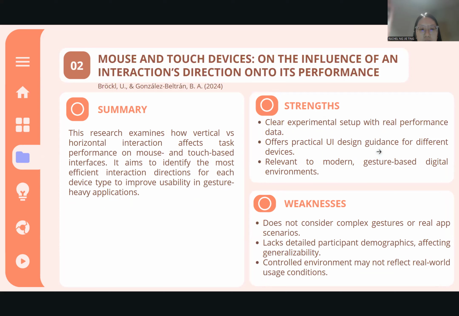For the second research paper, this research examined how vertical versus horizontal interaction affects task performance on mouse and touch-based interface. It aims to identify the most efficient interaction direction for each device type to improve usability in gesture-heavy applications. For its strength, it has clear experimental setup with real performance data, offers practical UI design guidance for different devices, and is relevant to modern gesture-based digital environments.